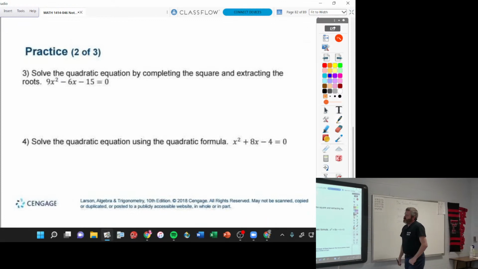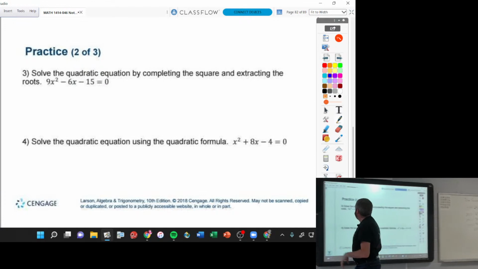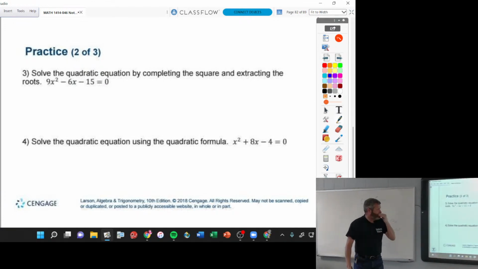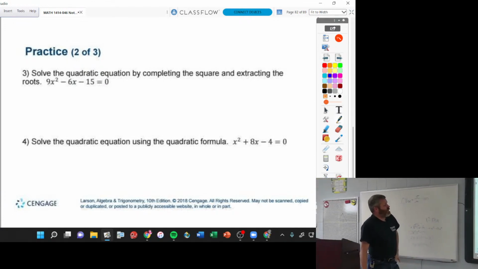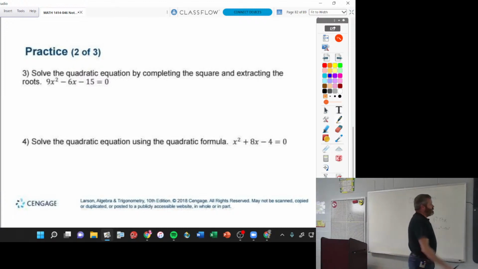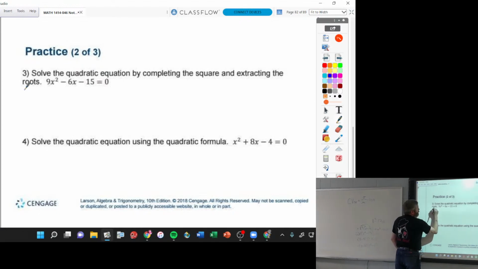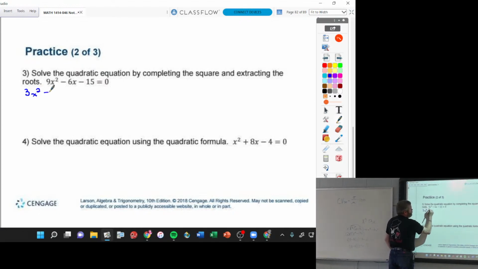Number 3, solve by completing the square and extracting the roots. Okay, on this one, A is not 1, so this is going to be a little bit complicated. However, 9, negative 6, and negative 15 are all multiples of 3, so I'm going to divide both sides of the equation by 3. This is legal because it's an equation. So I'm going to rewrite this as 3x squared minus 2x minus 5 equals 0.